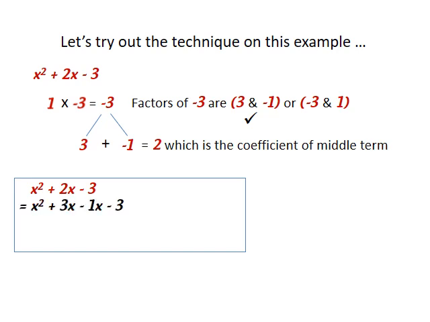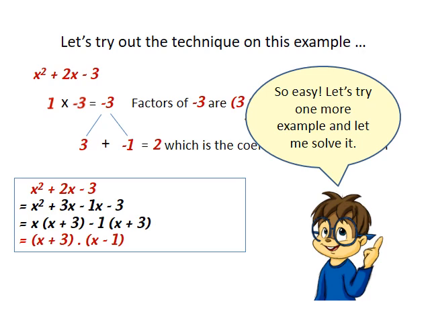So this is how we are going to solve it. We are going to split the 2x as plus 3x minus 1x, and then group the first two terms and the last two terms and find the common. So x is common in the first group and minus 1 is common in the second group. Then x plus 3 is common, leaving us with x minus 1. So the factors of x square plus 2x minus 3 are x plus 3 and x minus 1. Since you already know binomial multiplication, you could multiply these two factors and find out if you get back the expression. So quite simple, right?